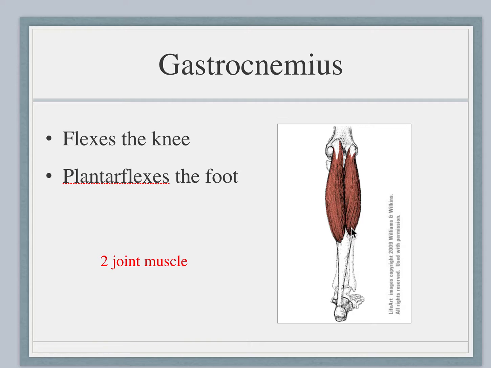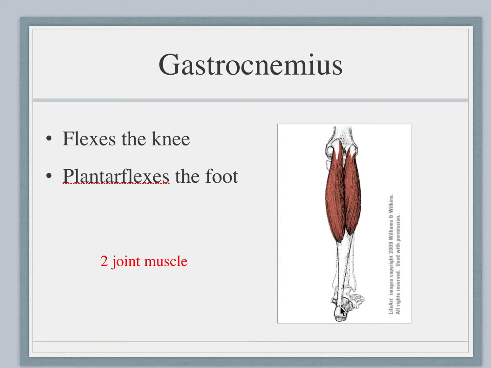And this is a 2-joint muscle, so you have to know what it does to the knee and to the ankle. It goes behind the knee joint, so therefore it's going to flex the knee. It also attaches down on the calcaneus through the calcaneal tendon. That's also the Achilles tendon. When this muscle contracts, it's going to cause plantar flexion of the foot. The toes will go pointed downward and the heel rises up. So when you stand on your tiptoes, the gastrocnemius is what is responsible for that.